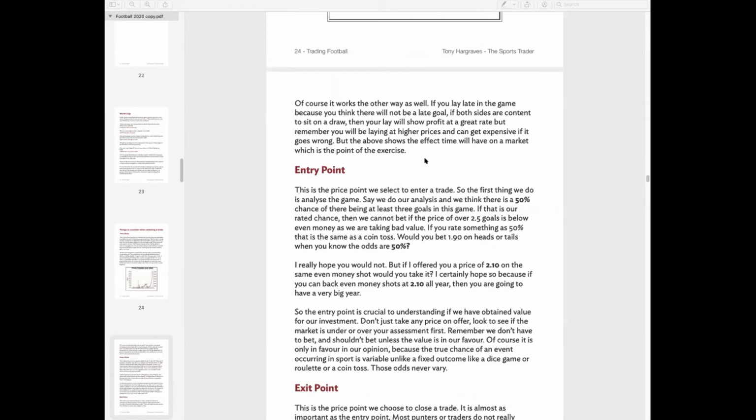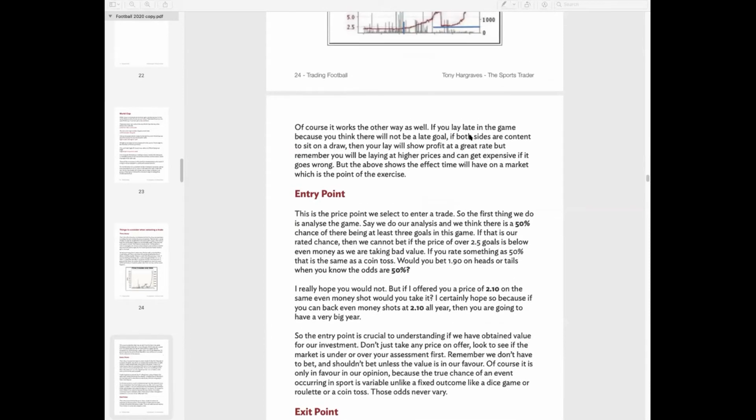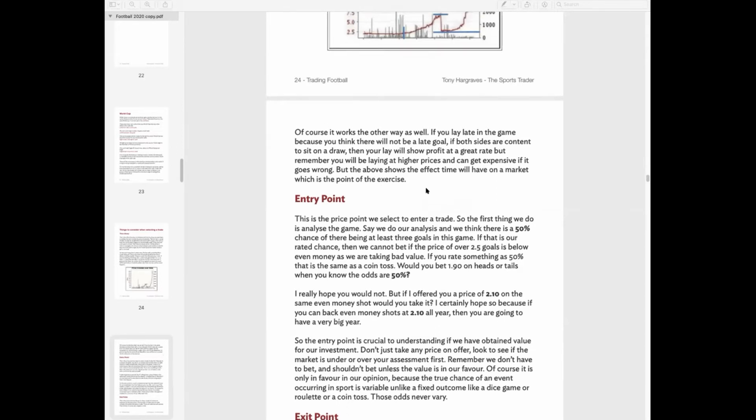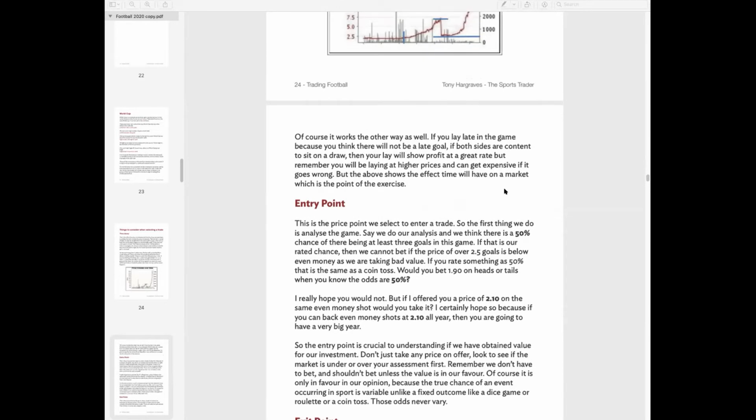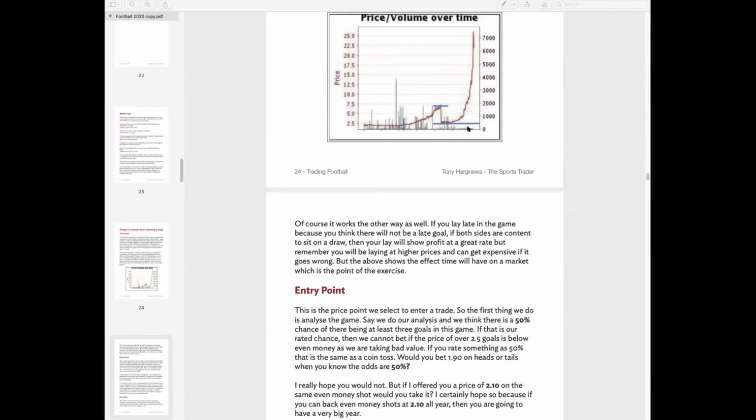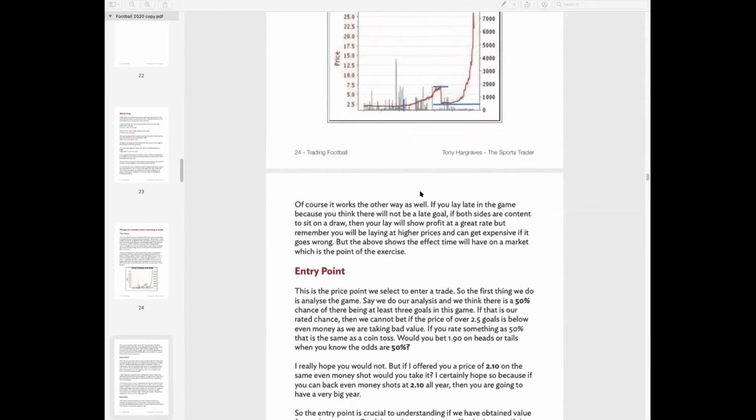So of course it works when you lay late in the game, you think there will not be a late goal. So you put in a lay and the price is going to drift up really quickly. Whereas if you lay at the start of the game, the price will barely move. The downside is, of course, you're laying at the higher prices and it can get expensive if it goes wrong. But that graph will just show you how time decay affects a market.